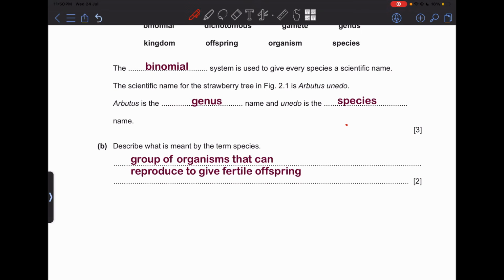Part B says describe what is meant by the term species. It is a group of organisms that can reproduce to give fertile offspring. This is a definition that you should have memorized from the syllabus.